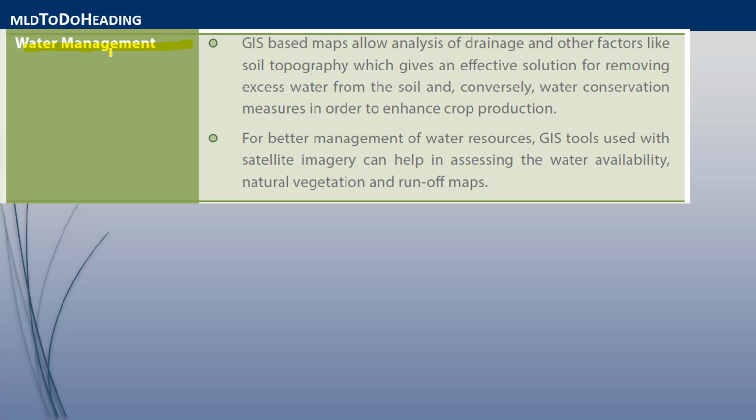Next, for water management, we can use GIS based maps, and with the help of these we can find an effective solution for removing excess water from the soil, and conversely for water conservation we can use GIS based maps. And for better management of water resources, GIS tools can be used with satellite imagery to assess the natural vegetation, etc.